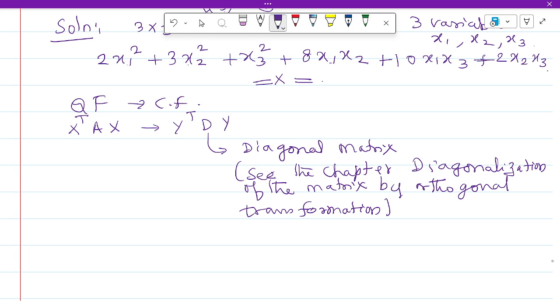It is a very lengthy process. We know that I have already written the procedure for diagonalization of the matrix by orthogonal transformation. Now we will see how to find the quadratic form to canonical form through one problem. It is a compulsory problem. It will come in the exam.